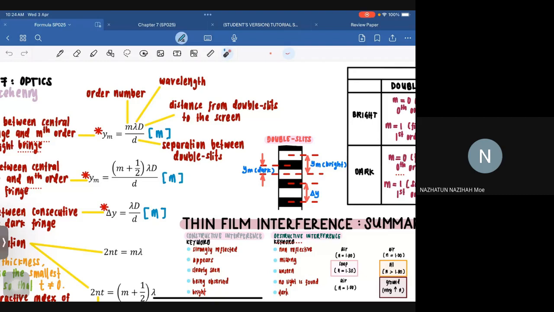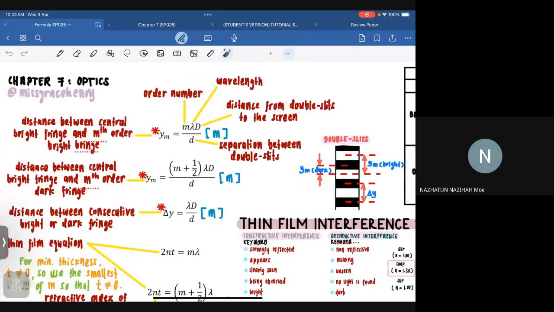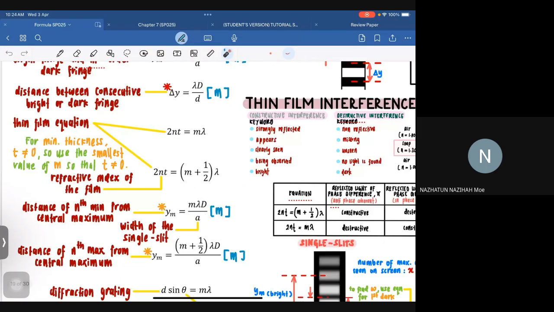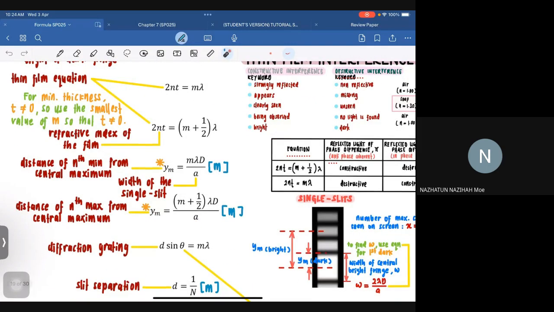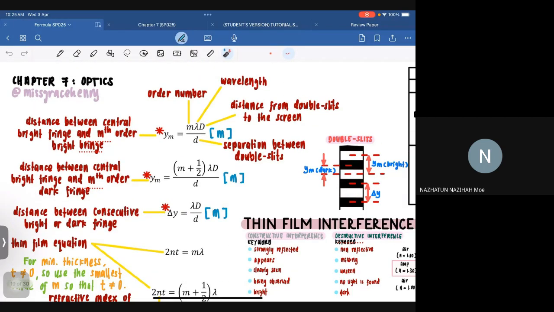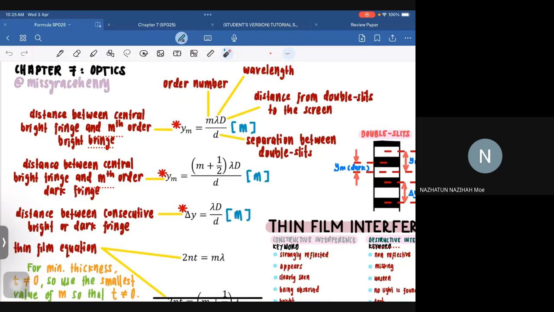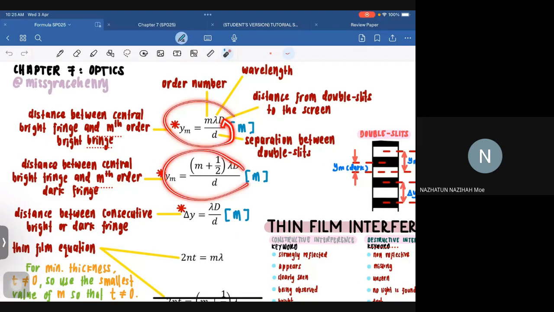Okay, bright dulu, baru dark. Okay, so dari bright lepas tu dark. Sama juga untuk single slit, dia start dari minimum. This one dark. Okay, and then this one minimum dark, and then max is bright lah. Dia berbeza sikit dengan single slit dengan double slit. Tapi basically you have to remember lah which formula is for dark fringe, which one is for bright fringe. Kalau kita tengok sini, this one is for bright, this one is for dark.